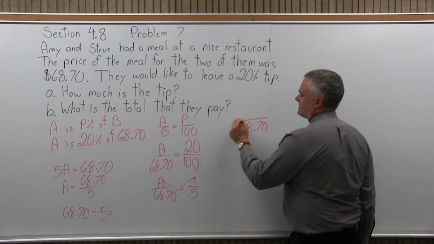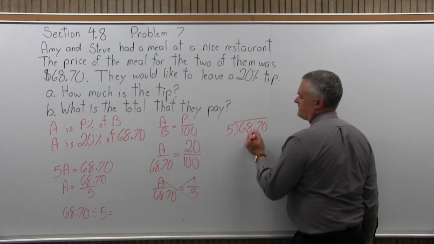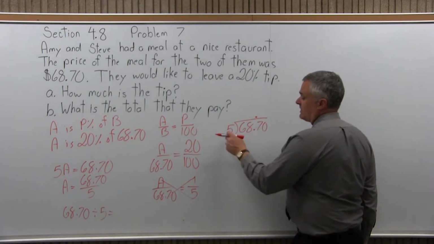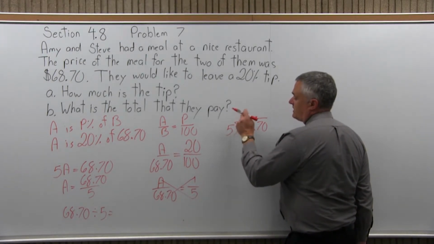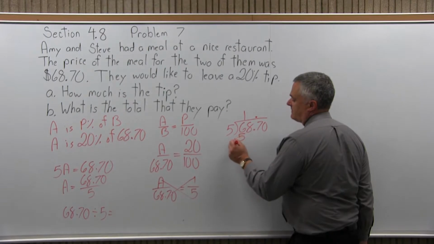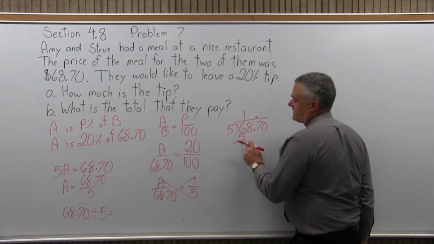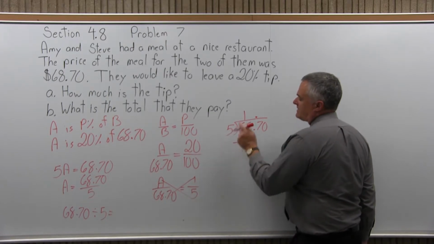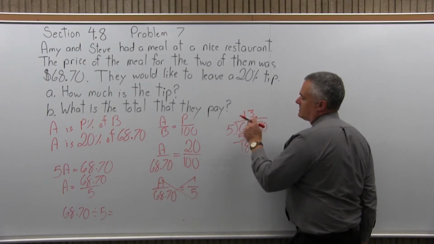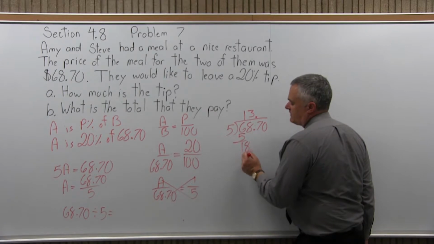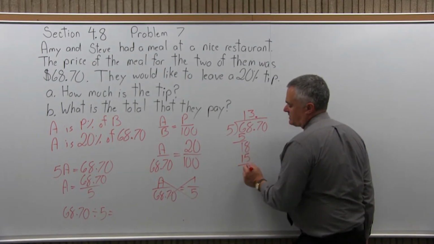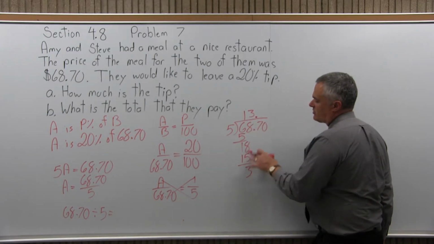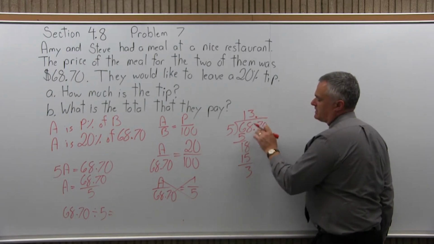68.70 goes under the division symbol, 5 in front. Your decimal point will have to come straight up vertically into your answer. And then 5 divides into 6. It goes in once. 1 times 5 is 5. 6 minus 5 is 1. Bring down the next digit, which is an 8. Next to the 1 makes an 18. 5 divides into 18. It will go in 3 times. 3 times 5 is 15. 18 minus 15 is 3. Bring down the next digit. Once you get this far into it, you can just ignore the decimal. Once you bring it up in the answer, you're all set.